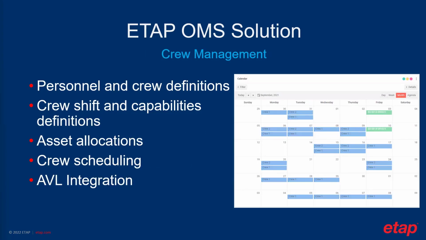Crew management, personnel and crew definitions, crew shift and capabilities are definable here. Asset allocation, so what kind of assets, what kind of spares does each crew have, what are their expertise, and then you can schedule your crew, create standard schedules, and then of course we can have AVL, automatic vehicle location integration, so you can know where your crew is at any time.